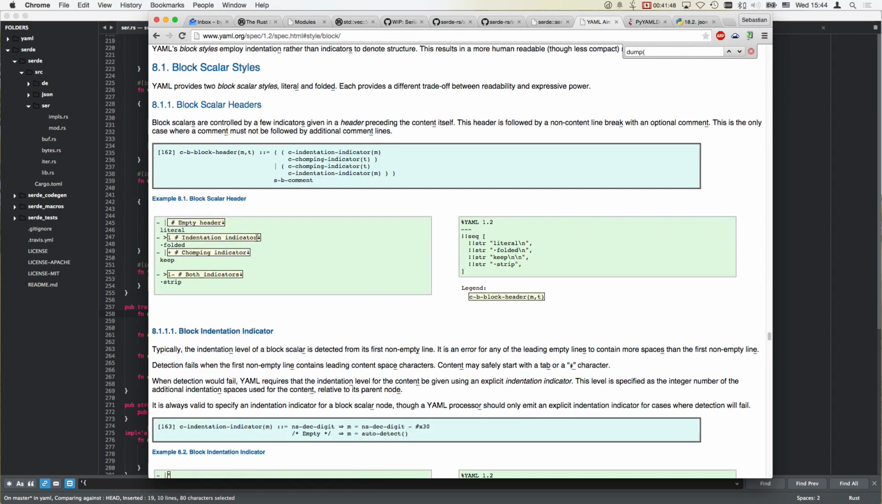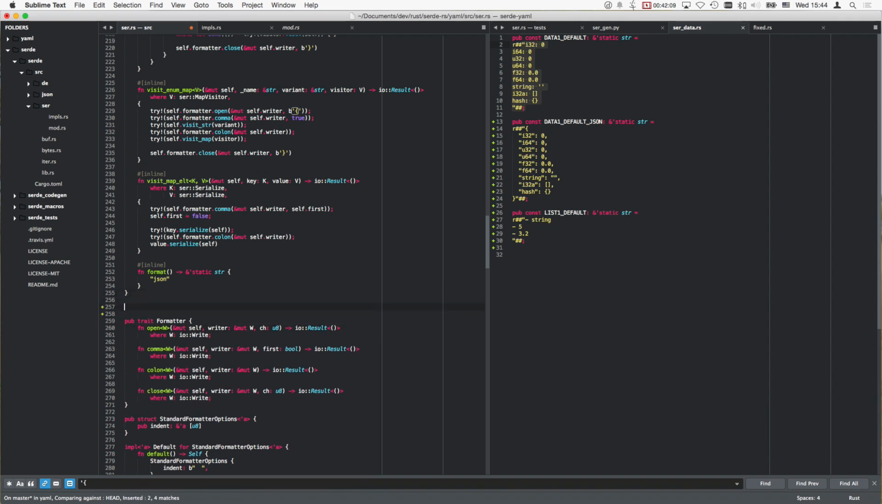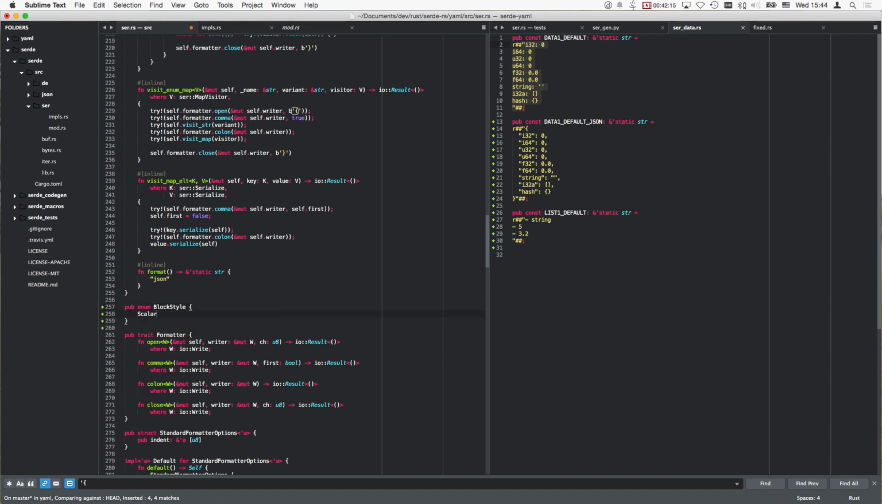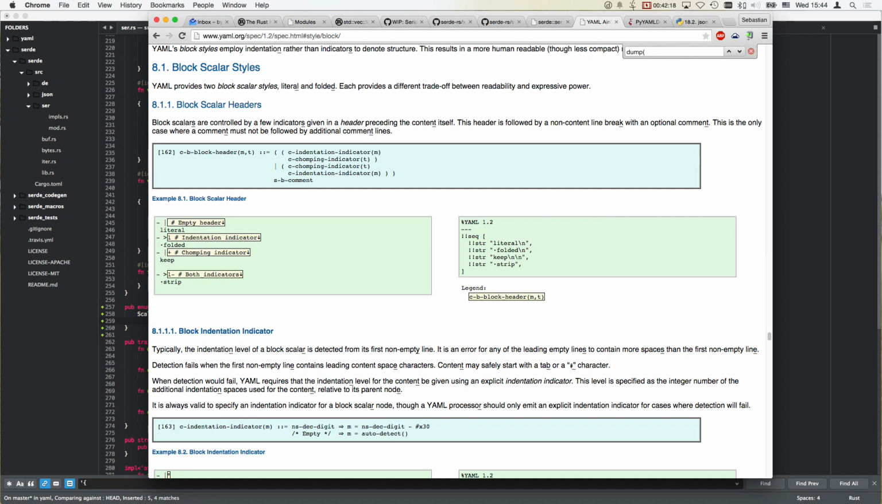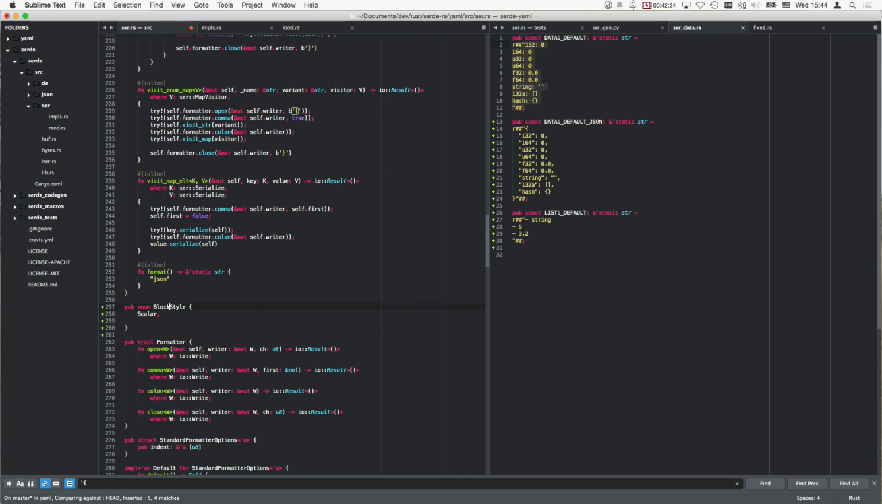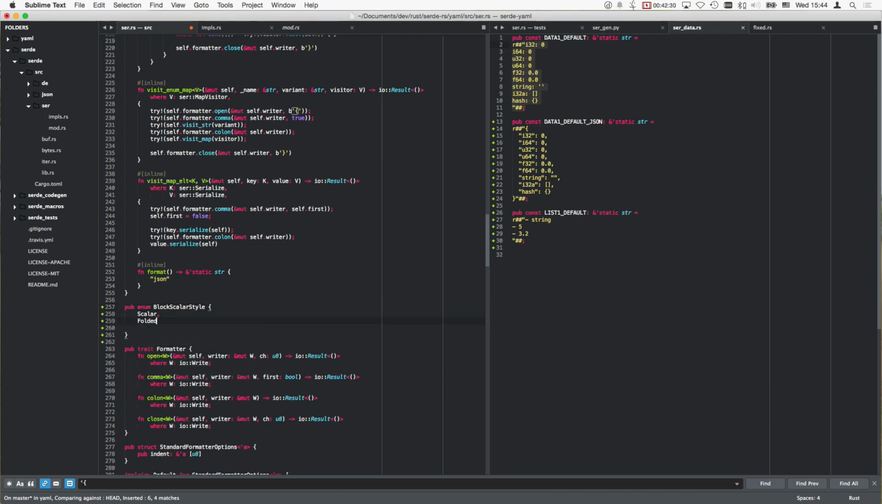Let's see, if I click here, where do I get? It provides two block scalar styles, literal and folded. Each provides a different trade-off between readability and... Okay, so let's have a block scalar style. Let's do this right away, even though I probably don't use it right away. So pub enum block style, scalar and folded. Block scalar style, that is. Folded. All right.